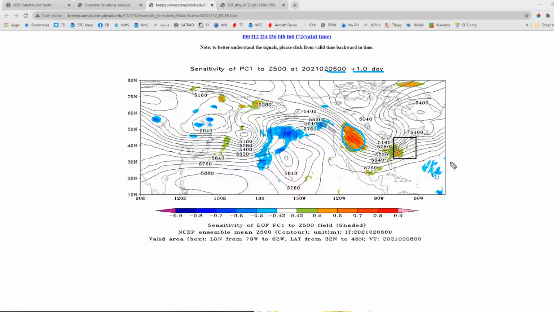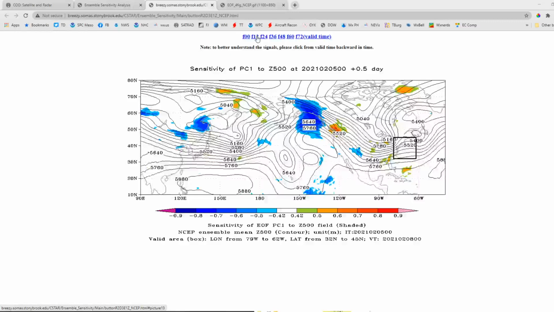Again, that makes dynamic sense. If our shortwave is weaker, our storm is probably going to be weaker too. So now we can back that all the way up to 12Z on the 5th, right? So 0Z plus half a day.